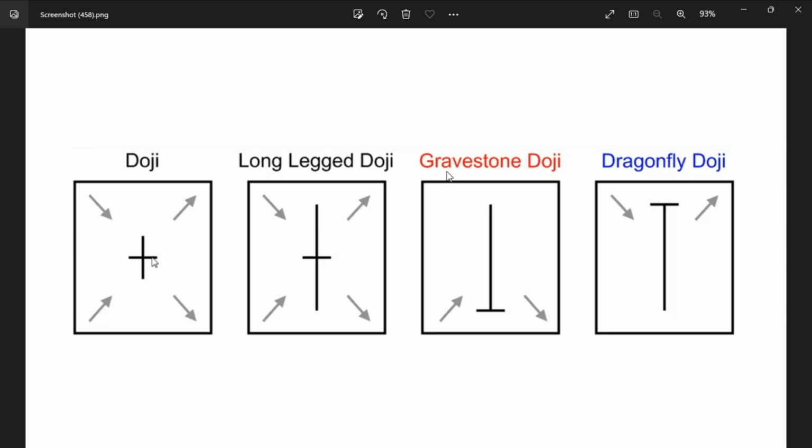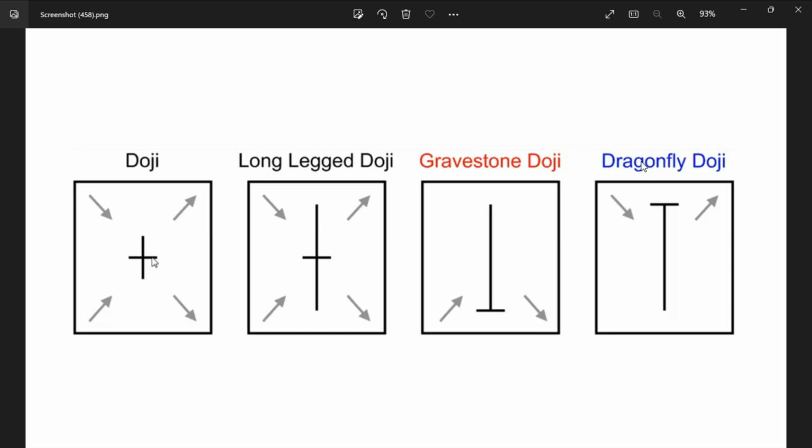Now we have the gravestone doji candle. This candle appears when we have a bullish trend. When it appears in a bullish trend, it gives you a signal for a short downtrend, not a full downtrend, a short retracement in an uptrend.